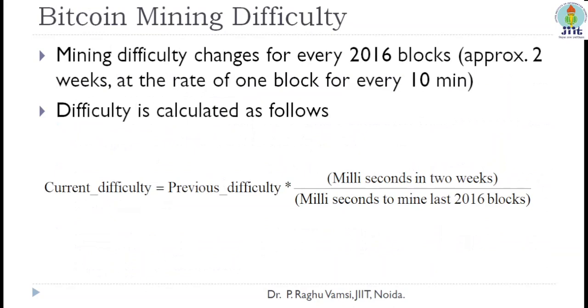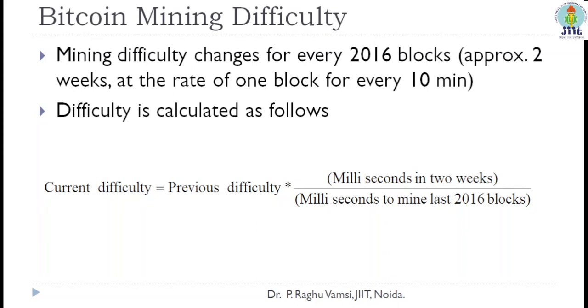So this particular hash puzzle difficulty will vary every 2 weeks in the case of Bitcoin. The current difficulty is equal to the previous difficulty times the milliseconds in 2 weeks divided by the milliseconds taken to mine the last 2016 blocks. Why 2016 blocks? We know that a block in Bitcoin is created every 10 minutes. So for every 2 weeks, roughly 2016 blocks will be created. This is the general idea of this formula.